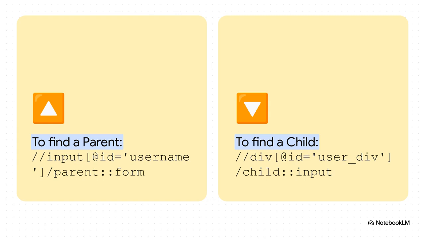Let's look at this in action. It makes it so much clearer. In this first example, we find the username input, and then we just say /parent::form to travel up to the form it belongs to. Easy. In the second one, we start at that user div and use /child::input to travel down and find the input field inside of it. See? It's a very direct, very logical way of navigating.